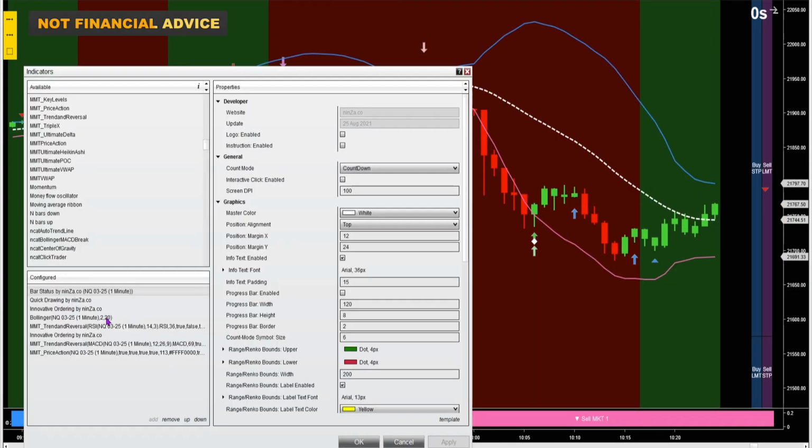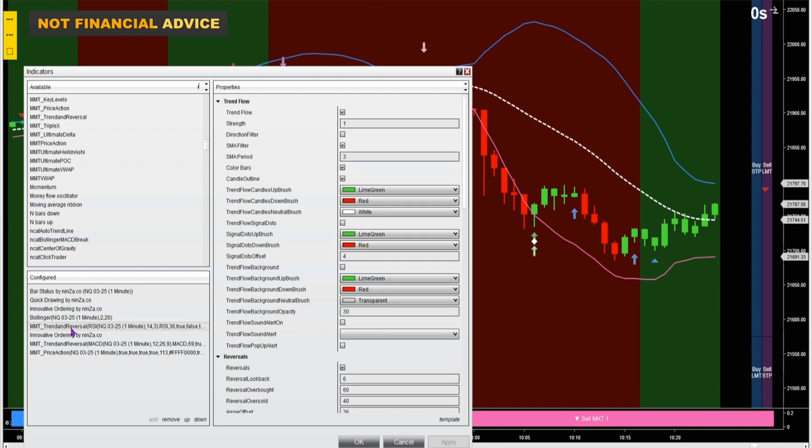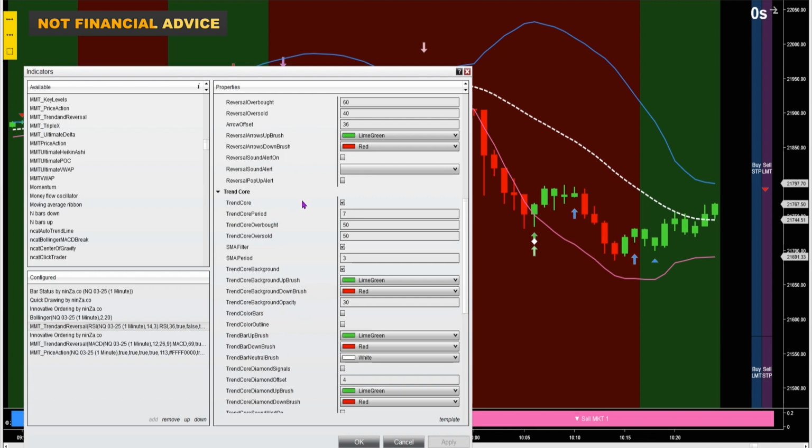So let's take a look at the settings. I've got the standard built-in Bollinger Bands, standard deviation of 2, period of 20. On the main instance of the MMT trend and reversal indicator, got the trend flow turned on, strength of 1, SMA filter is on, period of 3, directional filter is off. Got it painting the bars and the outline. I've got the reversals set to a look back of 6, overbought, oversold of 60 and 40. Got the trend core on.